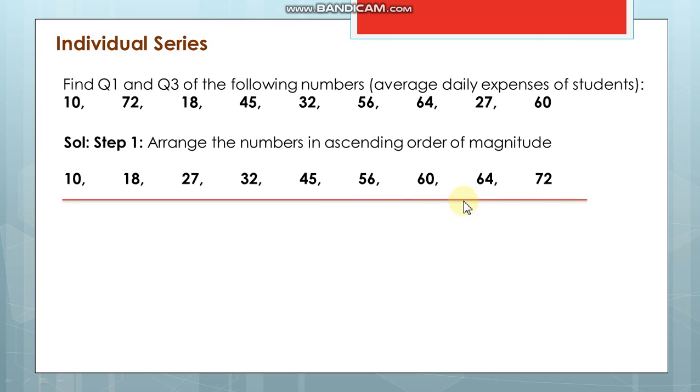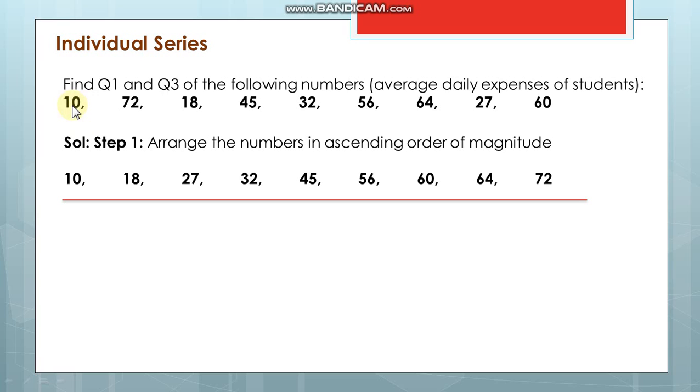Okay, let us move to the next one. Suppose, find out quartile 1 and quartile 3 of the following numbers. These are the numbers, right? What are these numbers? Average daily expenses of students. So I have to find out quartile 1 and quartile 3. You know why I am not asking for quartile 2 and why I am not asking for quartile 4. So what is my first step? The first step is arranging the numbers in ascending order of magnitude.